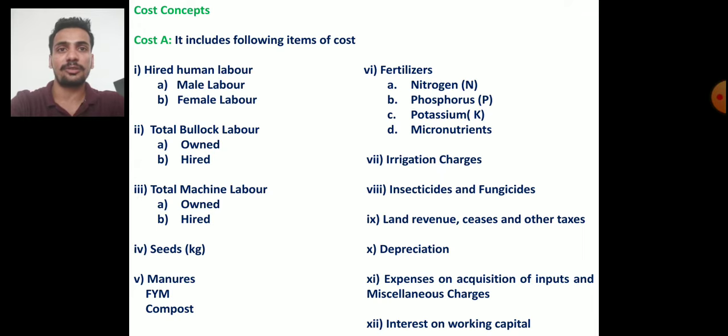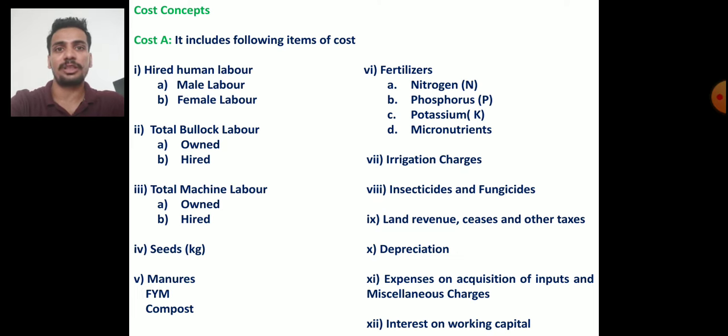Here we have to take the cost of nitrogenous fertilizer, it may be your urea, then phosphorus, it may be your DAP, then potassium, it may be your muriate of potash, then some micronutrients also. So you have to take the cost of the fertilizers in nitrogen, phosphorus and potassium or micronutrients. Then next, the seventh item of cost A, is irrigation charges.